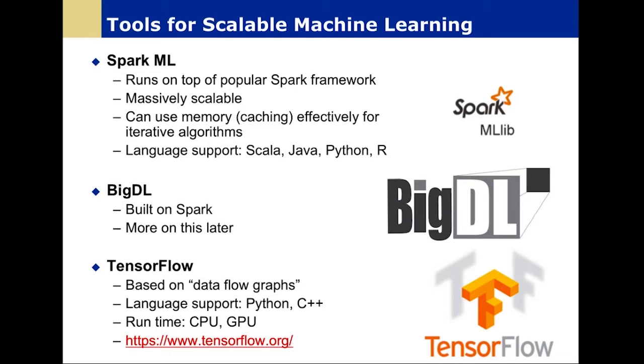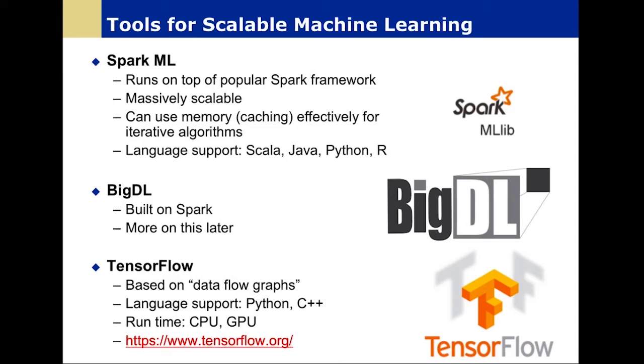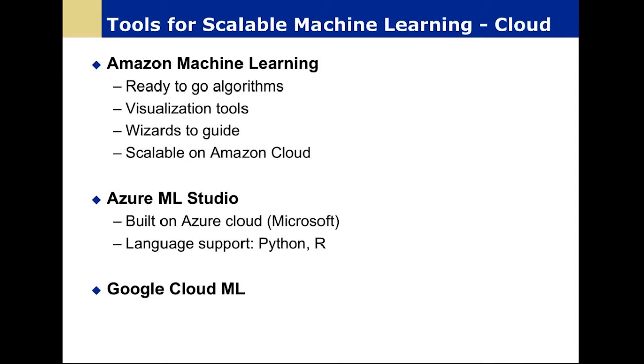TensorFlow is a Python and C++ based deep learning library. It runs on CPU and GPU, etc. And there are many other similar deep learning libraries as well: Torch, Theano, and Caffe that we mentioned. Now, on the cloud, we have a lot of pre-trained models as well as API-managed machine learning, such as Google Cloud ML, Azure ML Studio, Amazon Machine Learning, etc.